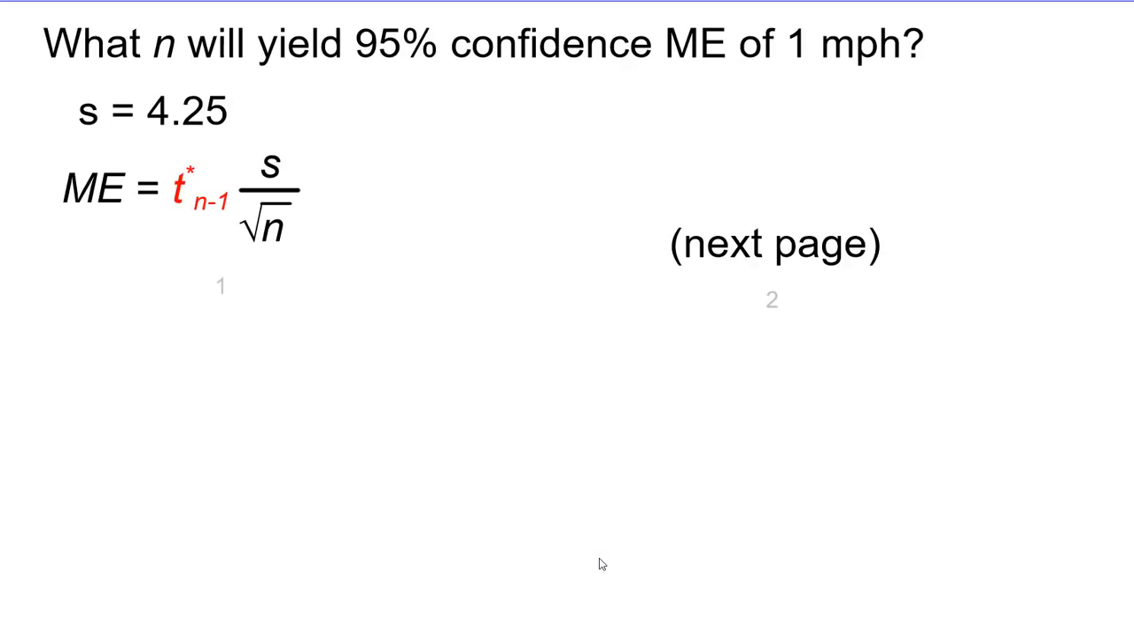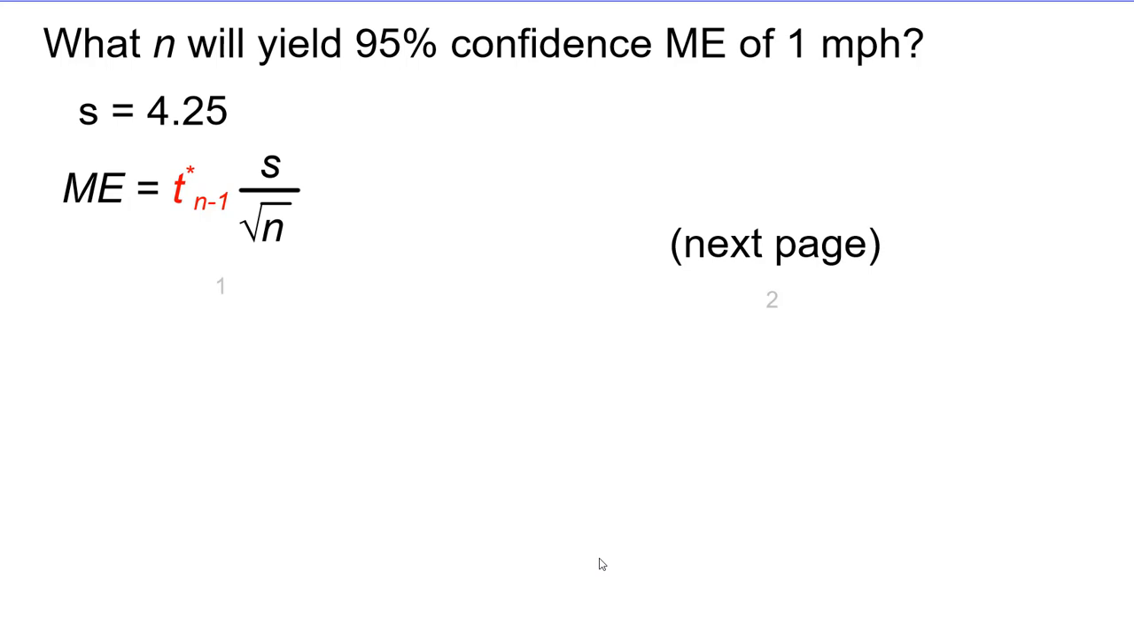Or is it? So the next question we have, which is like yesterday's assignment that I posted, says: what value of n, or what sample size, would yield a 95% confidence level with a precision, a margin of error, of only 1 mile an hour? So if we wanted 95% confidence, which is more confidence, and more precision of only 1 mile an hour, the plus or minus for the margin of error, what would that take?